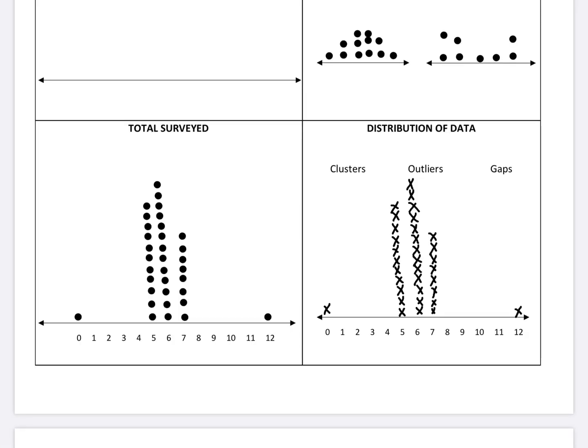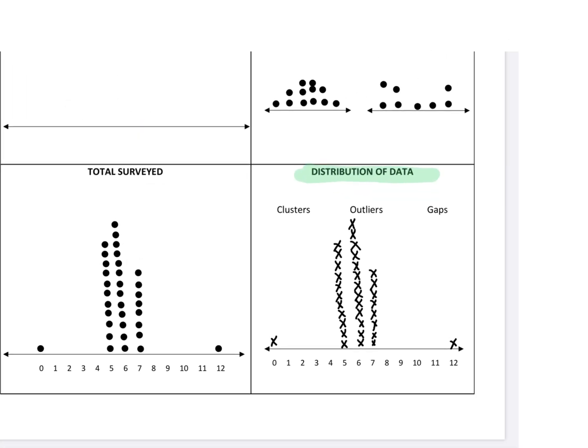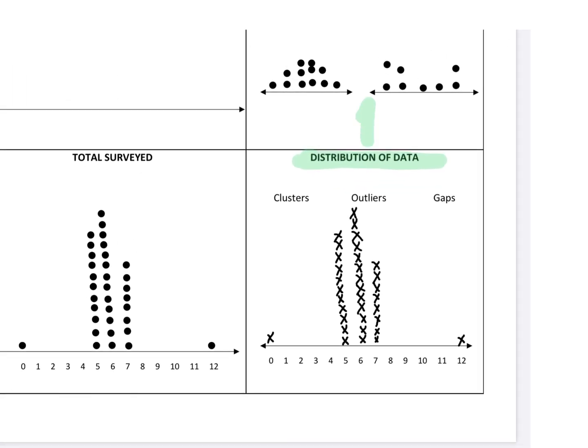For this part 4 of our notes, let's talk about the distribution of data. Data is distributed just like we talked about at the top here with these graphs just above. We talked about distribution of data, left skewed, right skewed, all of those different things. Well, in this case, we're going to talk about 3 key words here.